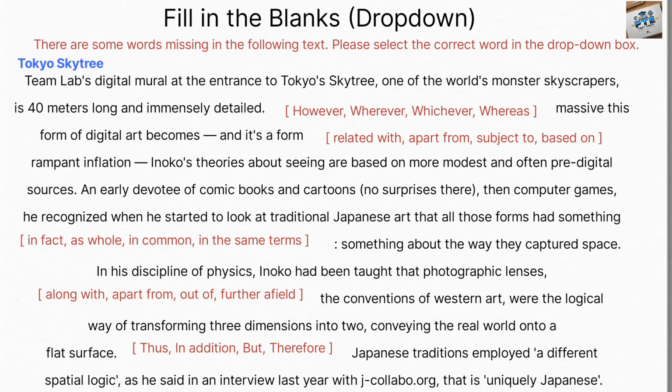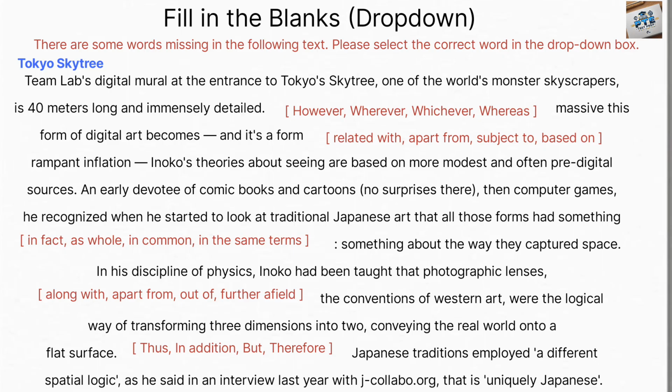Come on to the second blank. Here the answer should be subject to. What's the meaning of subject to? It means depends on, can change because of something. The sentence is and its form subject to rampant inflation means this form of art faces or experiences inflation. Its cost keeps increasing. What is the grammar tip here? Use subject to when something is controlled or affected by another thing. For example, the trip is subject to weather conditions. It means if the weather is bad, the trip can be cancelled. It depends on the weather. So the final answer should be subject to.